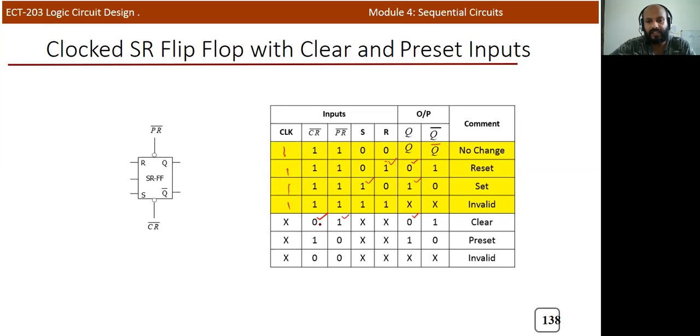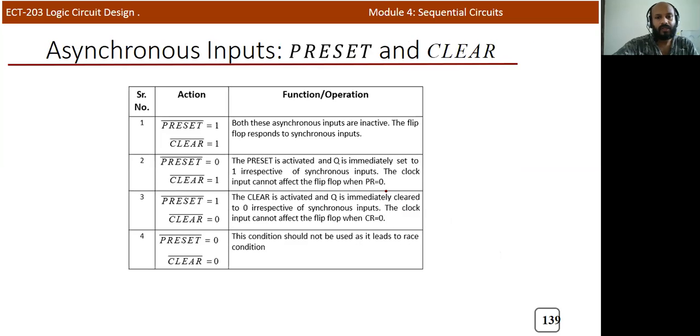When the clear signal is equal to 0, Q is equal to 0. That's a clear. And when the preset signal is equal to 0 and clear is equal to 1, the Q output is equal to 1. If both signals are 0, again it's an invalid case, so we don't predict what the output will be. If any one of the signals is active, we can say the output will be 0 or 1. If clear is equal to 0, output will be 0. If preset is equal to 0, output is equal to 1. Exactly the same thing is mentioned here. For both 0 0 or both 1 1, we cannot predict the output.